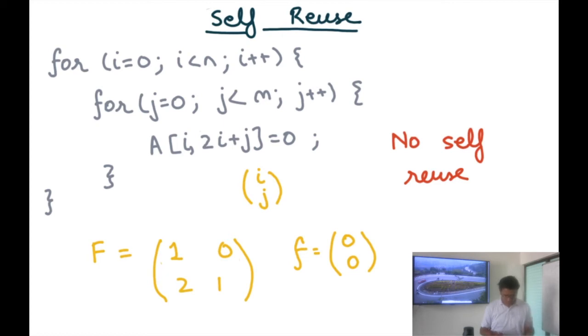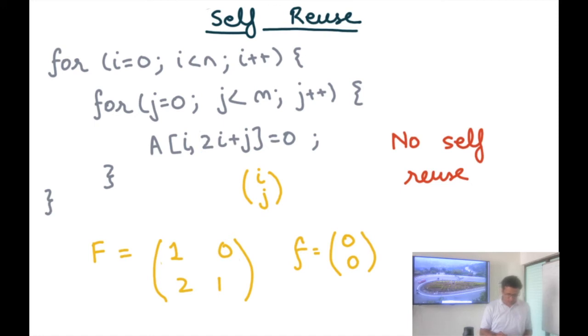Now the loop iteration index vector is again ij. The coefficient matrix is 1, 0, 2, 1, because in the first dimension the coefficients are 1 and 0 for i and j respectively, and for the second dimension the coefficients are 2 and 1 for i and j respectively, and the constant term is still 0, 0. In this particular case there is no self reuse because across different iterations of j, it's a different value or different address of the array that's being accessed.